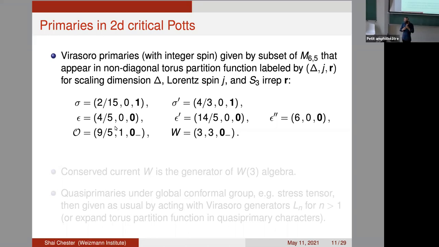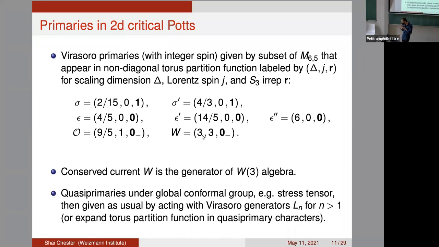I should note that the possibility of having spinning primaries can only happen when you have a non-diagonal model. For a diagonal model, everything is a scalar, because h always equals h bar. So we only have this non-trivial possibility because it's non-diagonal. The fact that you have this spin 3, dimension 3 operator means it's a conserved current. And this is why you have W3 symmetry, because of the existence of this conserved operator.